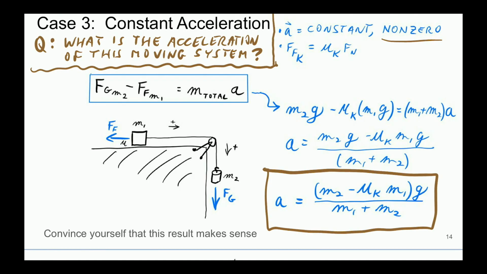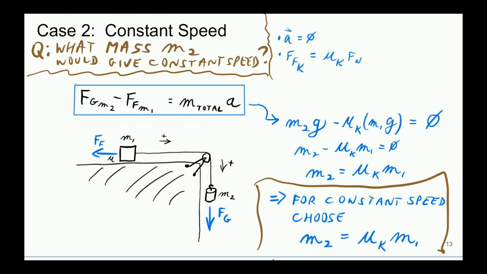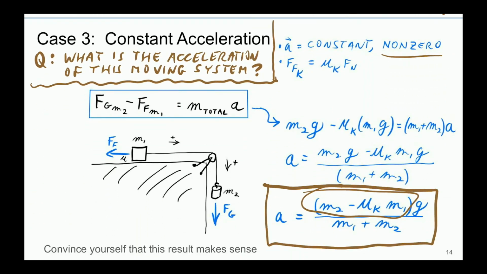For example, if I look at this term in parentheses, if M2 is the same as mu k times M1, that term goes to 0. And I end up with acceleration is 0. Oh, that's interesting. M2, same as mu k M1. See, I derived that earlier as a special case. So you can see why analyzing in symbols gives you insight into how the system operates.